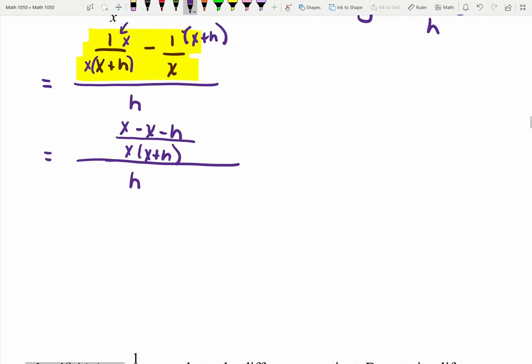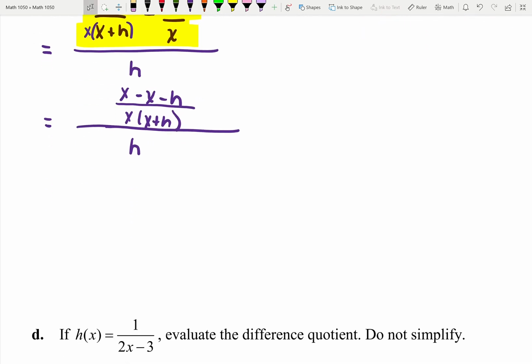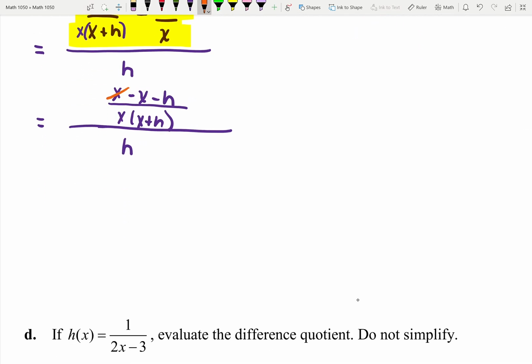Okay? Now, clean up the top fraction. Look what happens. This x and that negative x are going to cancel out. Okay? Now, I'm going to flip this thing. I'm going to write it as a division. Okay? So everybody write this as negative h over x times x plus h. Big long division bar is a division symbol, and then you have an h. Okay? Put a 1 underneath it.